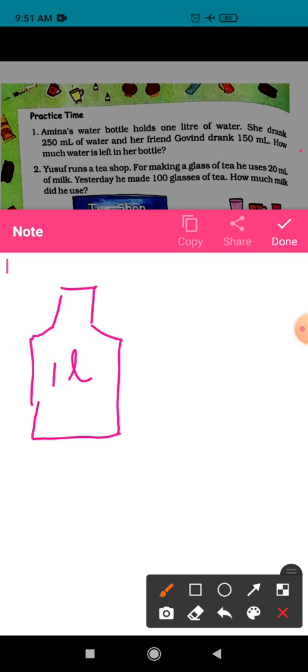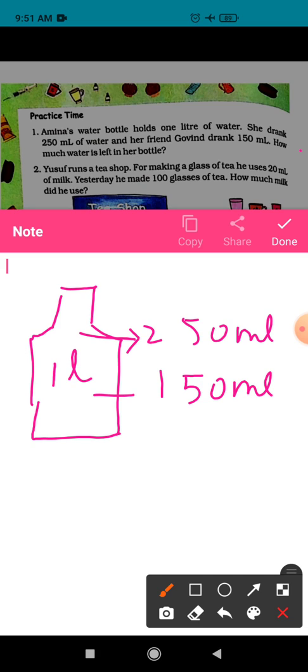Second thing, Amina drank 250 ml of water from this bottle and Govind also drank 150 ml of water from this bottle. Means how much water was used. This is not asked, but what is asked? How much water is left in her bottle?